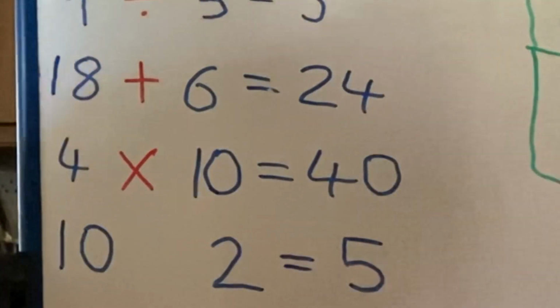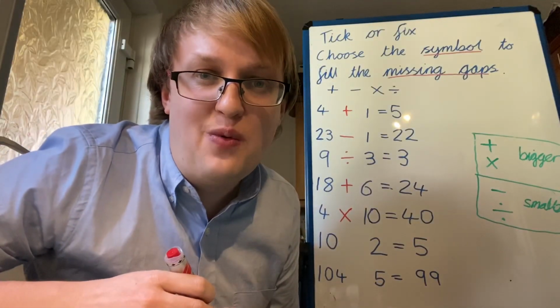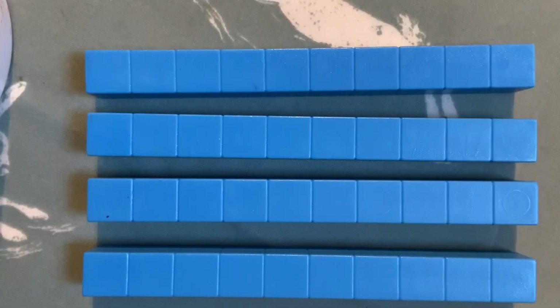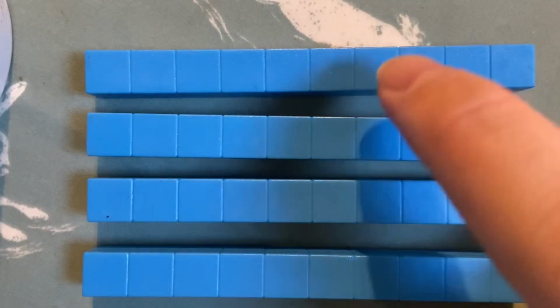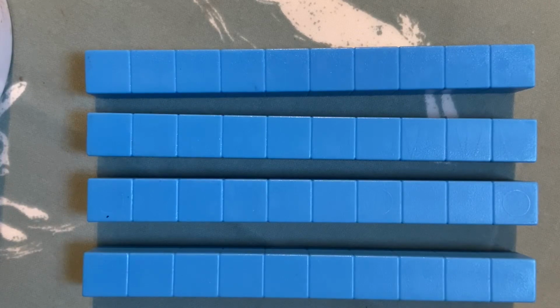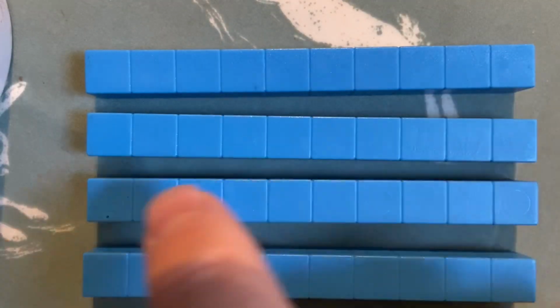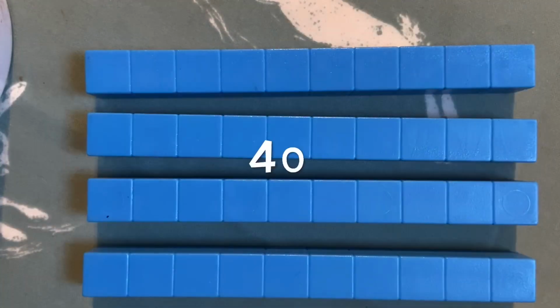Let's just have a quick look on the base 10, what that looks like. So here are 4 tens. 1, 2, 3, 4. 4 tens. 10, 20, 30, 40. 4 times 10 is 40.